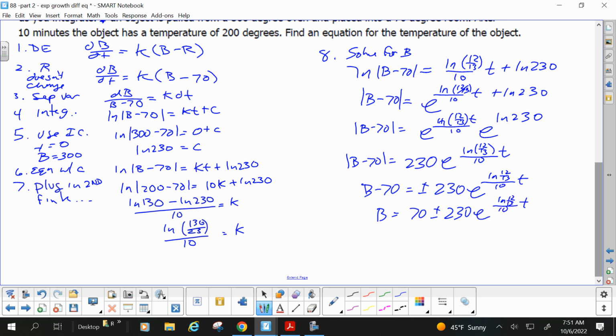Now we have to choose. If B equals 300 at time equals 0, then we need to use the positive. B equals 70 plus 230 e to the log of 13/23 over 10 t.